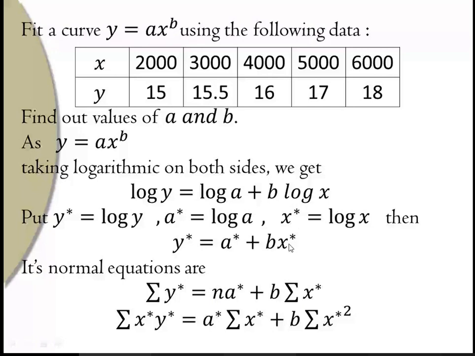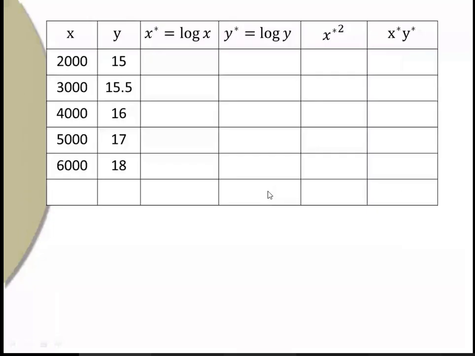So these are the normal equations. And now we want these summations. So make the columns accordingly. We need summation y star, so we need to make one extra column y star. We need x star, so take the columns x star, y star, x star square, and x star y star. So we need to make 4 extra columns. Okay, and then using those summations, we get the normal equations. So what are the columns? x star will be log x, y star is log y, x star square, and x star y star. Okay, now just complete the table.